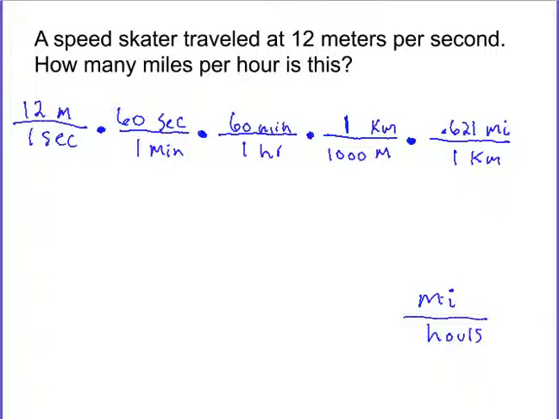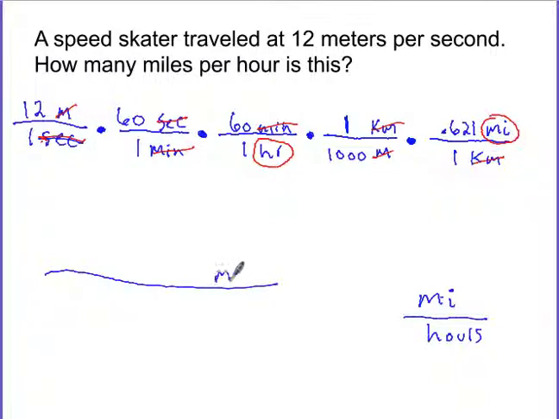Okay, so now let's look at what we can do. We can cross out seconds, cross out seconds here. I can cross out the minutes, and what I have left on the bottom for time is hours. I can cross out kilometers, and I can cross out meters, and what I have left on top for the unit is miles. That's what I want. I want miles over hours. So all I have left to do is the math. 12 times 60 times 60 times 0.621, and then on the bottom it's just a bunch of ones and then a 1,000.